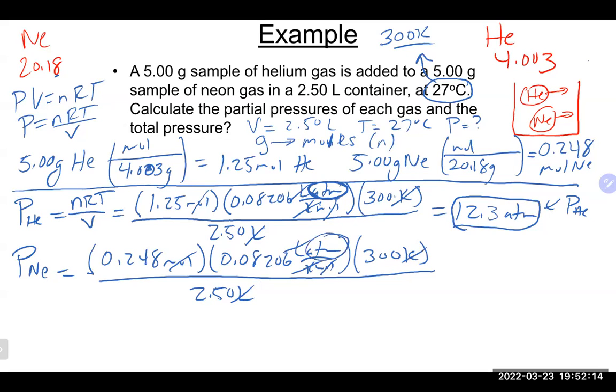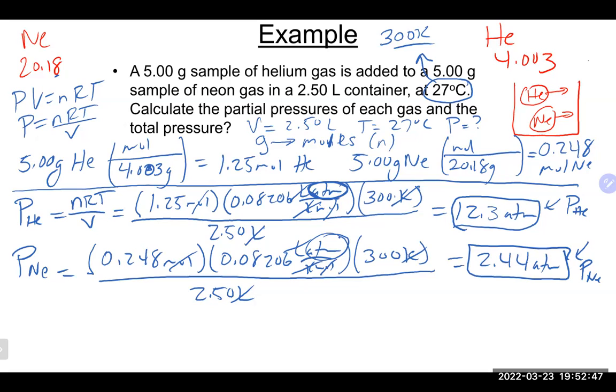Once again, leaving us atmospheres, and 0.248 times 0.08206 times 300 and divided by 2.5 is going to get us 2.44 atmospheres. This would represent the partial pressure of neon in this case. Any question on those 2 calculations? Really just an ideal gas law for each of them separately.